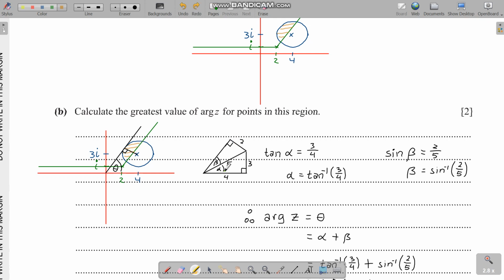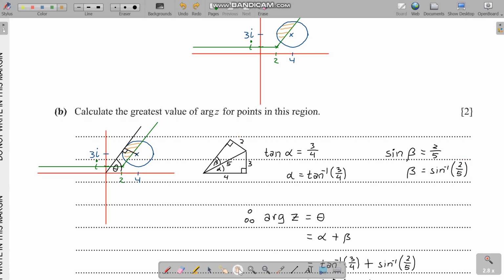So for the alpha, we can use tangent. Tangent alpha is opposite over adjacent, so alpha is inverse tangent 3/4. And using Pythagoras, we can get the hypotenuse of this triangle, which is 5. And now if you want to find the angle beta, we can use sine, because sine beta is opposite over hypotenuse. We can find beta, which is inverse sine 2 over 5.